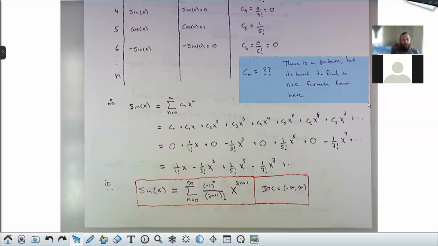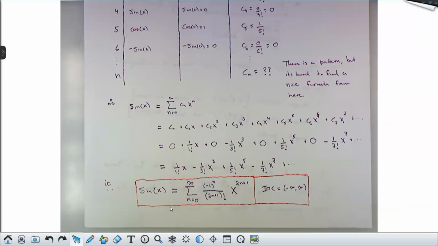Real quick, why was it so hard to find a formula for the Cn's here, but not hard to find this formula here? Another way of saying it, what's the difference between this and this? Yeah, all the even terms being 0.